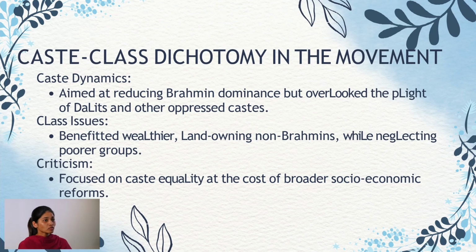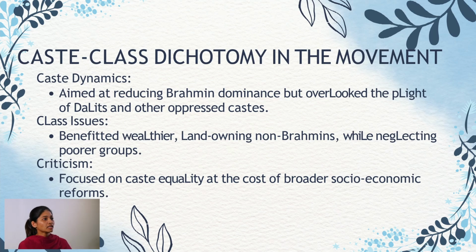However, this focus often overlooked the plight of Dalits and other oppressed classes. Limited scope of equality. The movement primarily addressed the grievances of non-Brahmin communities, particularly those who were economically better off. As a result, the concerns of Dalits and marginalized groups within the broader non-Brahmin category were frequently sidelined. This selective approach meant that while Brahmin hegemony was challenged, deeper systemic inequalities affecting the most oppressed castes remained unaddressed. Caste hierarchies.